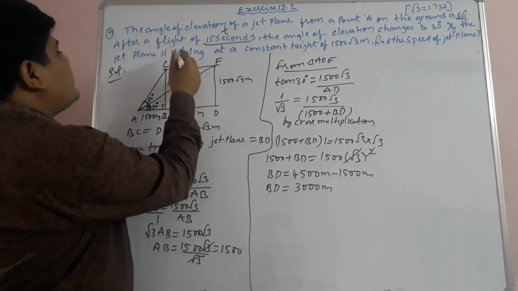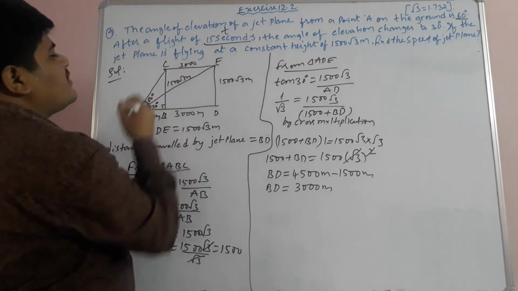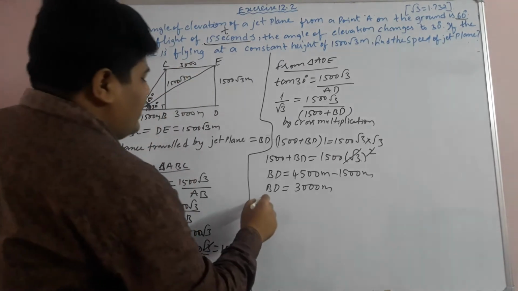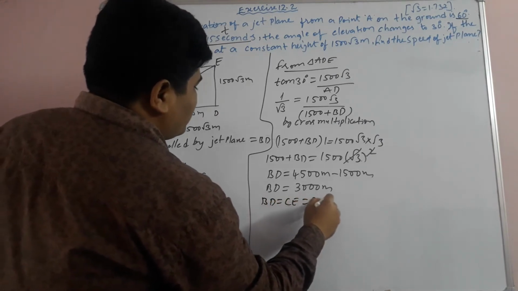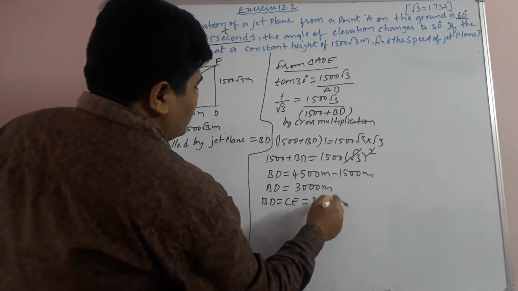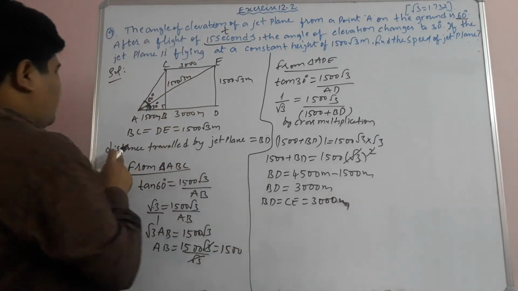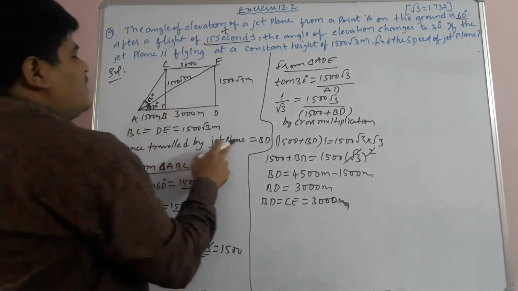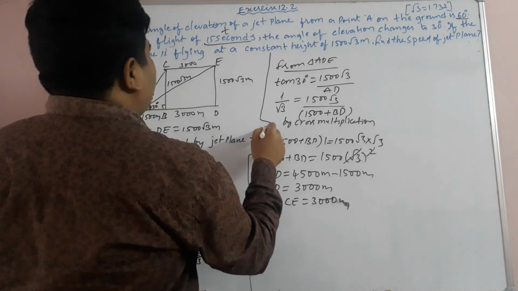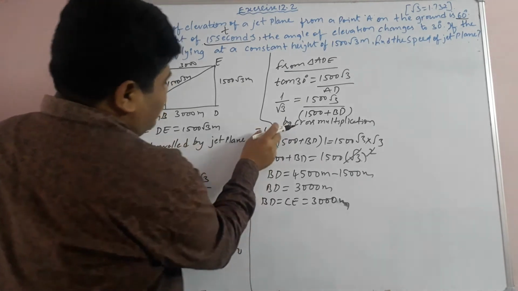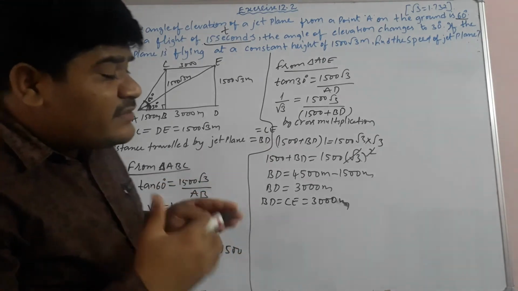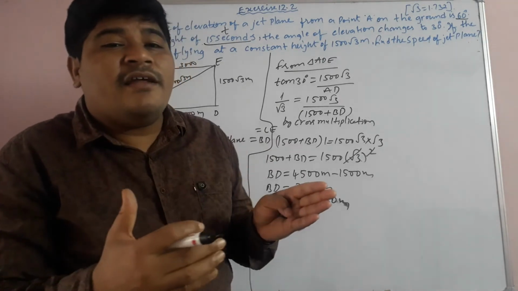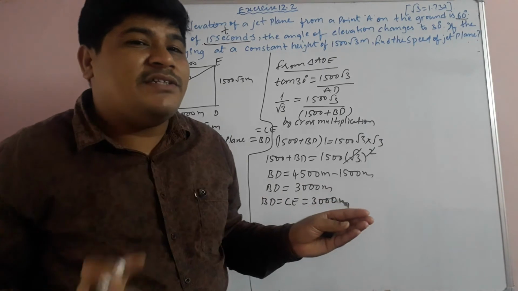If BD is 3000, then CE is also 3000 meters. So children, here we assumed the distance travelled by the jet plane is equal to BD, so that is equal to CE. You can mention this also: BD is equal to CE. So now we got the distance travelled by the jet plane as 3000 meters.